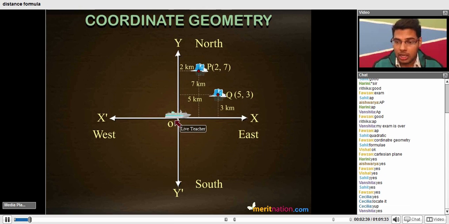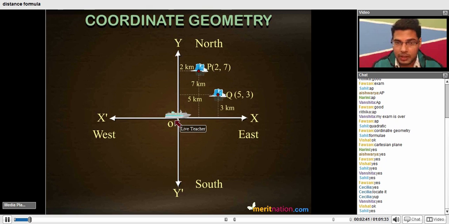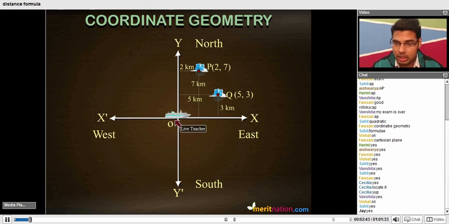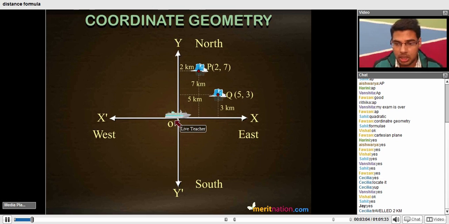Now if I ask you about the point P that you are seeing, the point P (2, 7), what do you mean by this? The point P is (2, 7). So what does it signify? Yes, anyone? The point P (2, 7), what does it signify? Any point for that matter, whether it is Q or whether it is P.